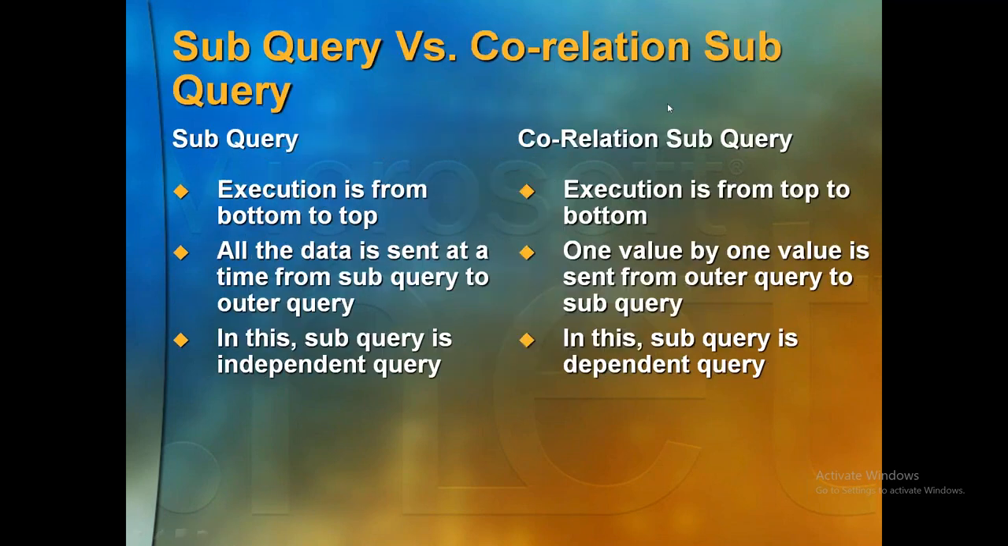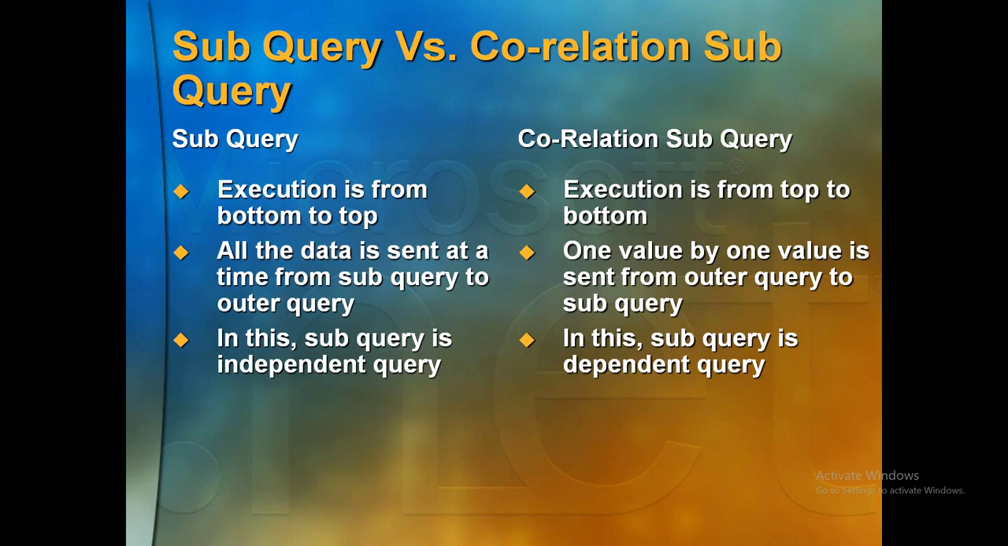So these are the two things. And a compulsory interview question: the difference between subquery and correlated subquery. Subquery execution is from bottom to top. Execution is from top to bottom in the correlated subquery. All the data is sent at a time from the subquery to the outer query. One value by one value is sent from the outer query to the inner query. In a subquery, it is an independent query. In this, the subquery is a dependent query. Always this fellow will go back to Peter and ask, give me the next room key. That's what I told you, right? So these are the two examples.